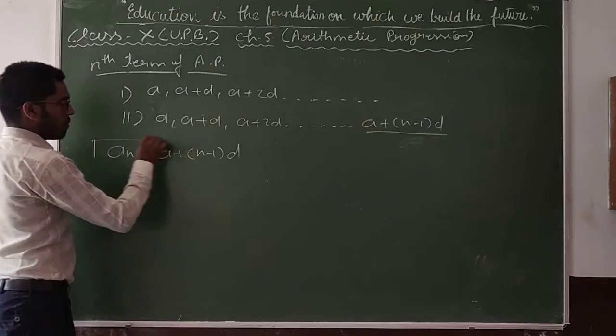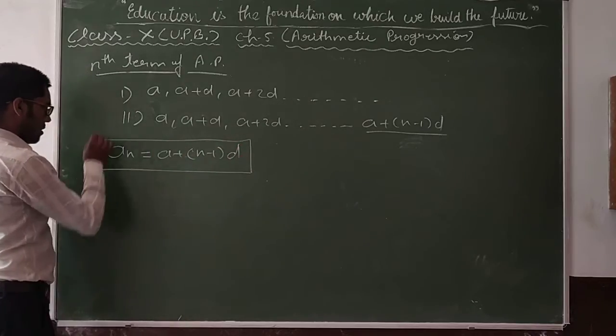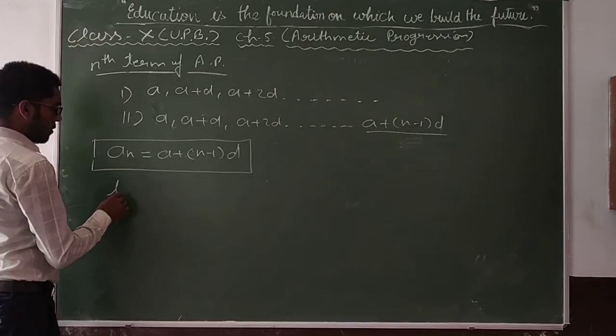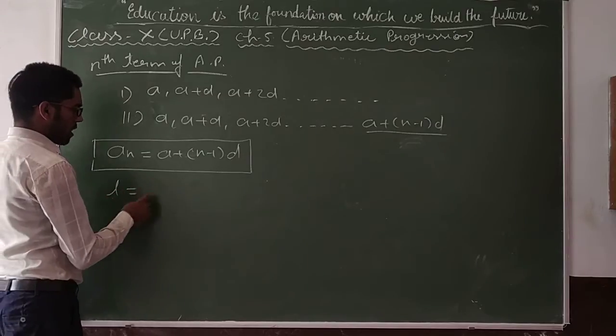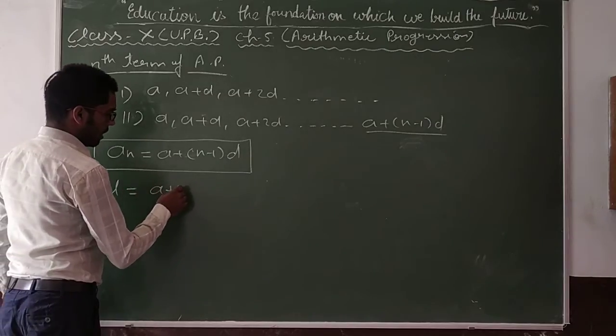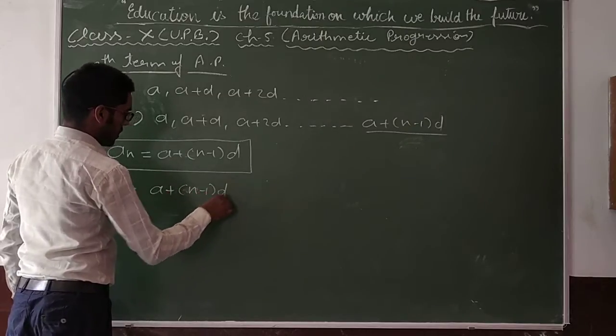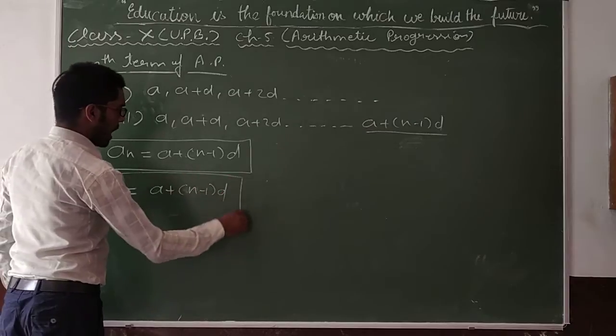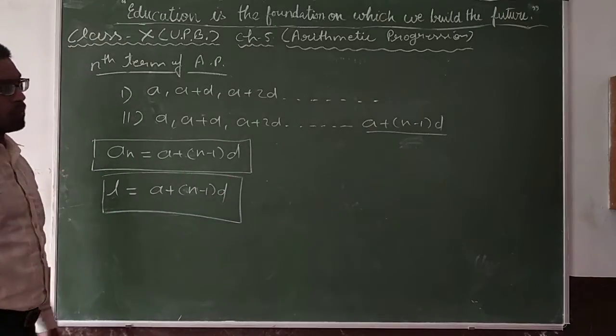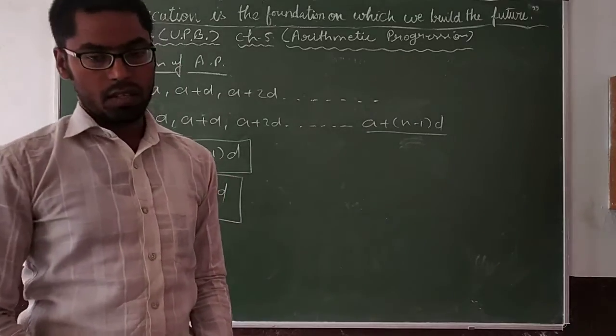By using this formula, you will find another formula. When you put the value of the last term, the formula is l equals a plus (n minus 1) into d. By using these two formulas, you will solve your exercise. Okay?